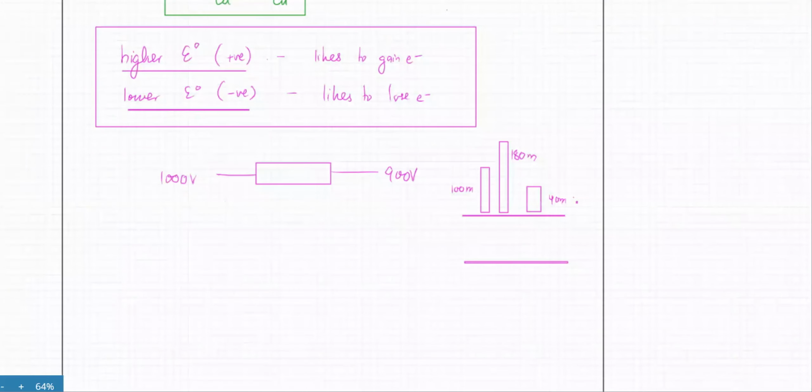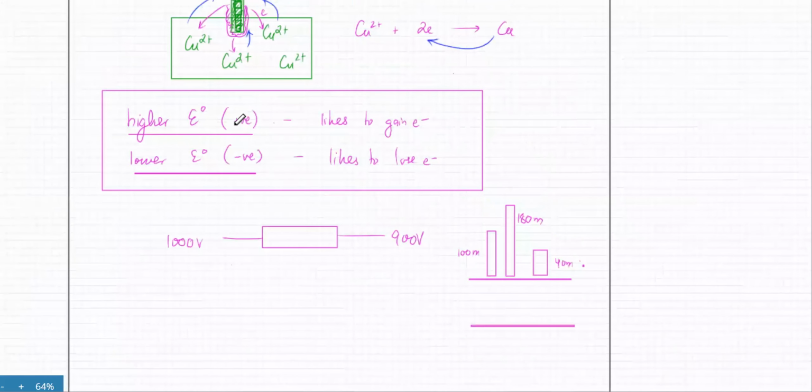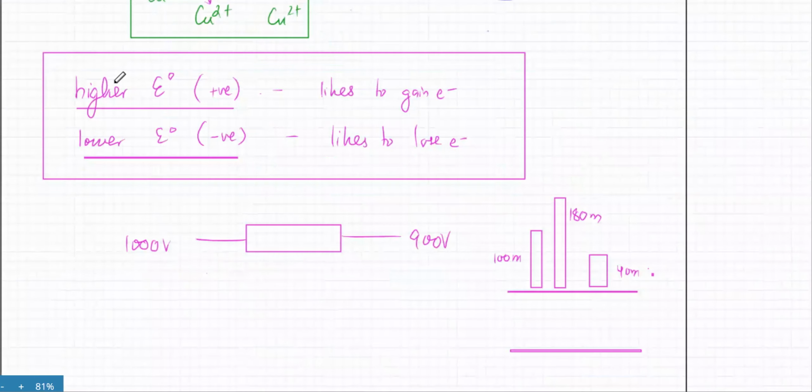So this is the summary: higher electrode potential means it likes to gain electrons, and lower electrode potential means it likes to lose electrons. And remember, I told you that positive and negative, you just have to think of it in terms of higher and lower.